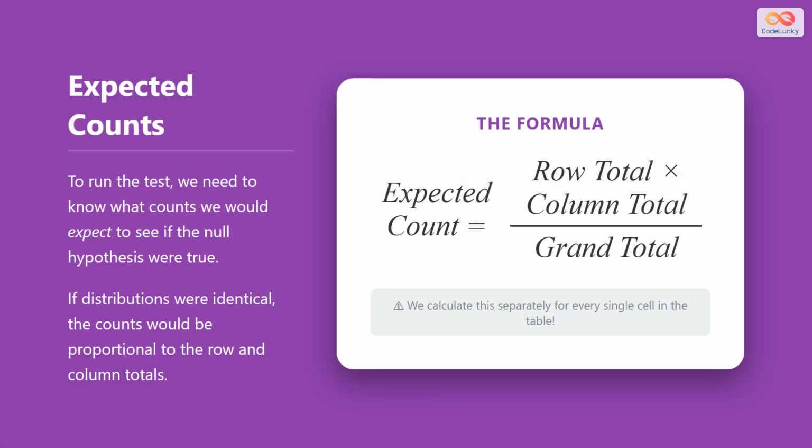To perform the test, we need to compare what we actually saw with what we would expect to see if the null hypothesis were true. If the distributions were truly identical, the counts would be perfectly proportional. To find the expected count for any specific cell, multiply that cell's row total by its column total, and then divide by the grand total.